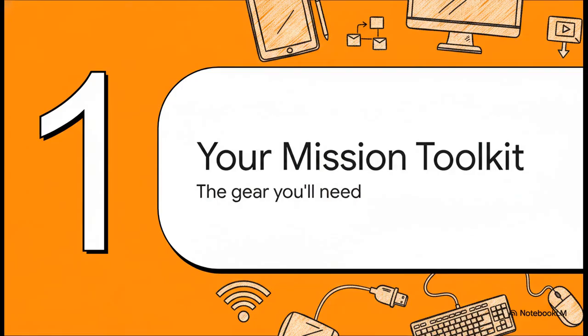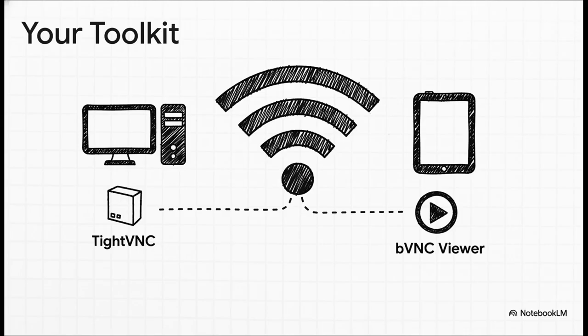So first up, let's do a quick gear check. We'll run through the toolkit you'll need, but the great news is you probably have everything on this list already. Okay, pretty simple, right? You need your PC, you need an Android tablet, and this is key: they both have to be on the very same Wi-Fi network. Then we just need two little pieces of free software. On the PC, we'll install something called TightVNC. That's going to act as the server. And on the tablet, we'll get an app called bVNC Viewer, and that'll be our remote. If you've got these things, you are good to go.